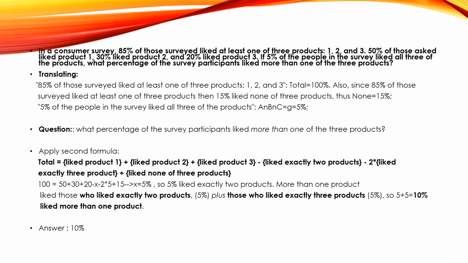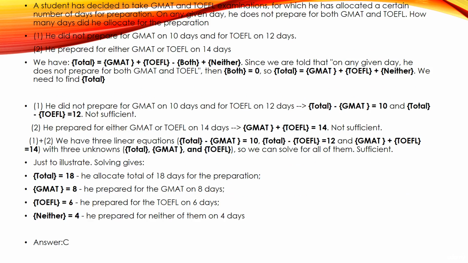More than one product liked: those who liked exactly 2 products, 5%, plus those who liked exactly 3 products, 5%. So 5 plus 5 is equal to 10% liked more than one product. So the answer is 10%. Next question.